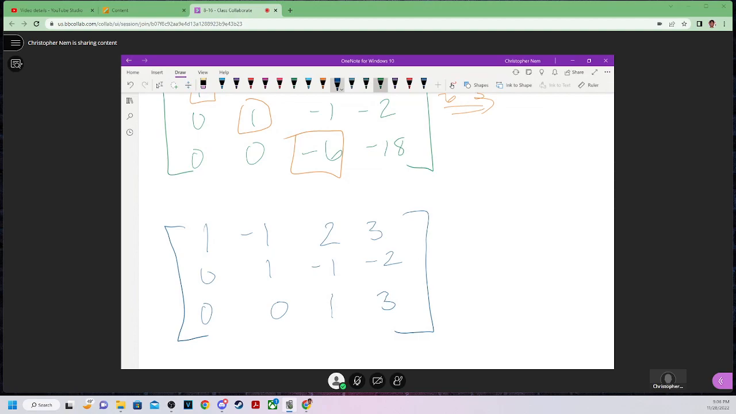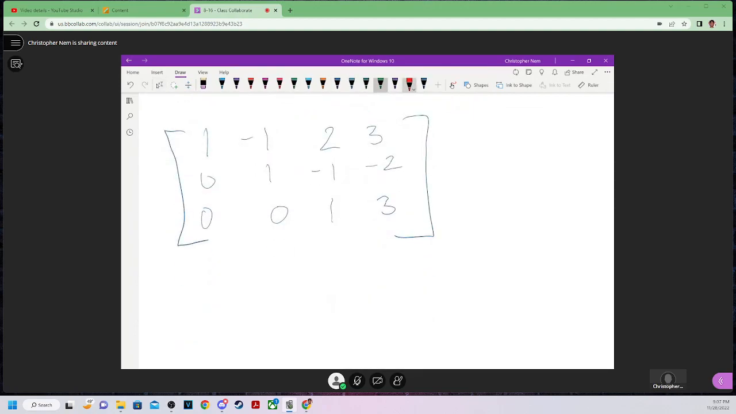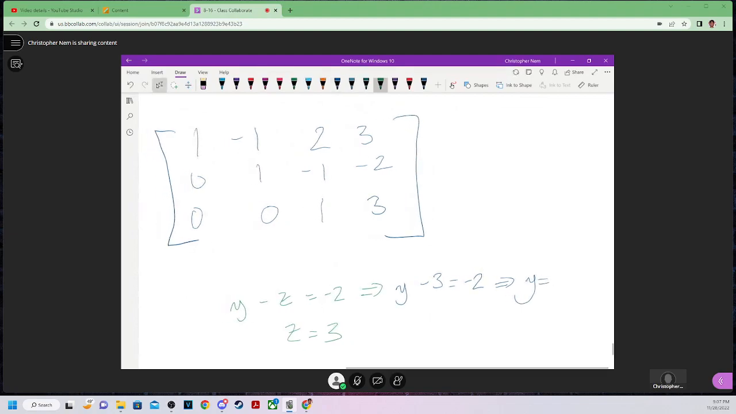So if you wanted to solve it out, there are 4 columns. It's a 3 by 4, which means there are 3 variables in total. Which means I have exactly x, y, and z as my variables. So the last row says z is equal to 3. The second row says y minus z equals negative 2, which is the same thing as saying y minus 3 equals negative 2, which is y is equal to 1.